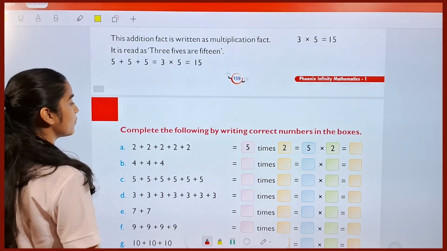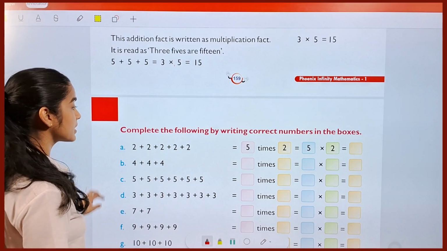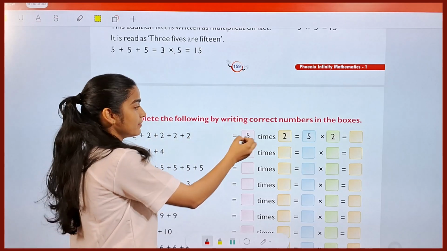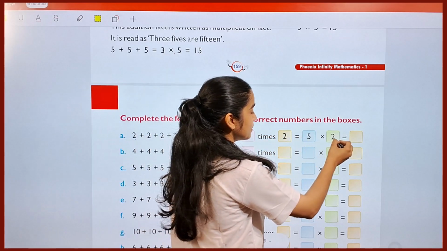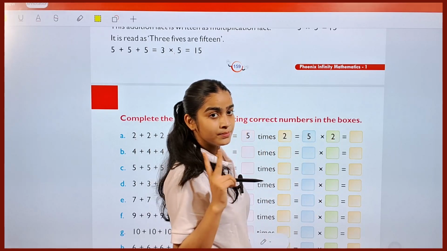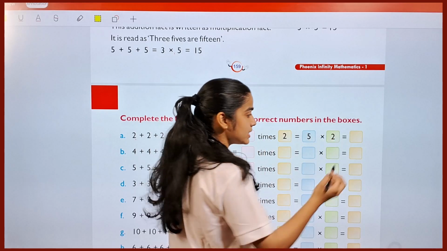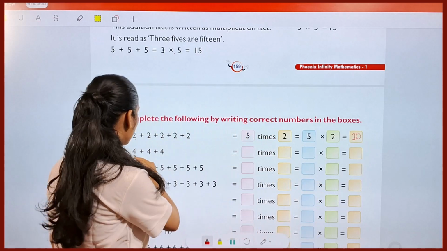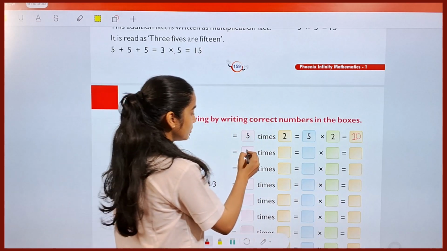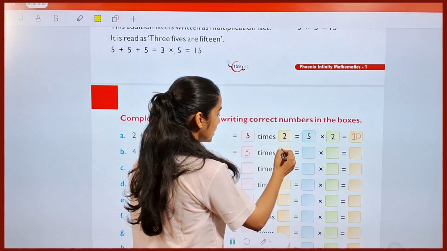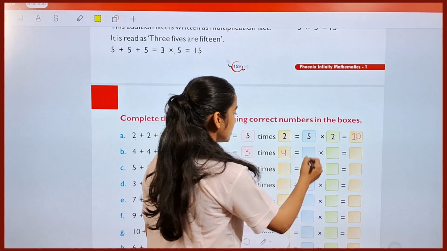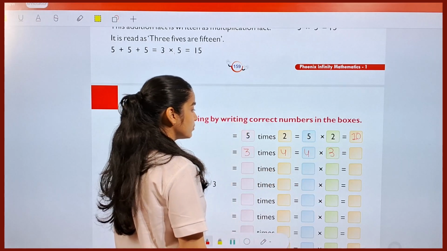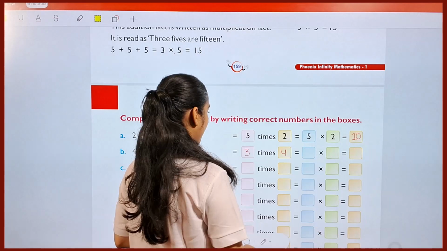Now complete the following by writing correct numbers in the boxes. So 1, 2, 3, 4, 5. 5 times 2, which means 5 multiplied by 2. So 5 plus 5 is 10. Next we have 1, 2, 3. So 3 times 4, which means 4 multiplied by 3. So 4 threes are 12.